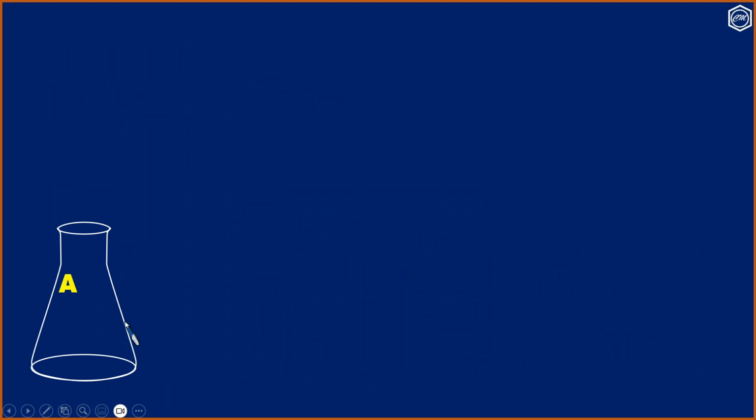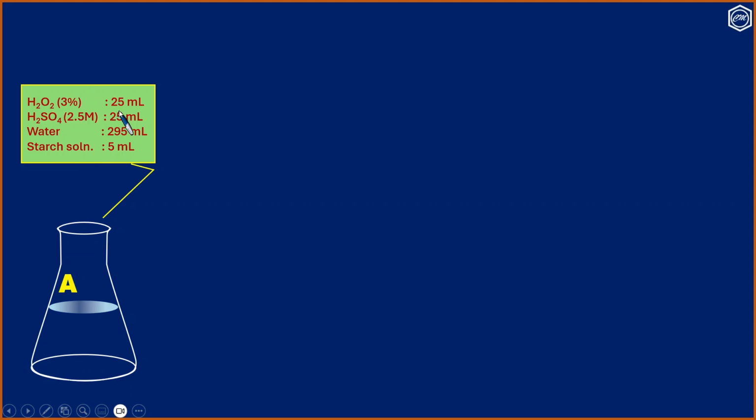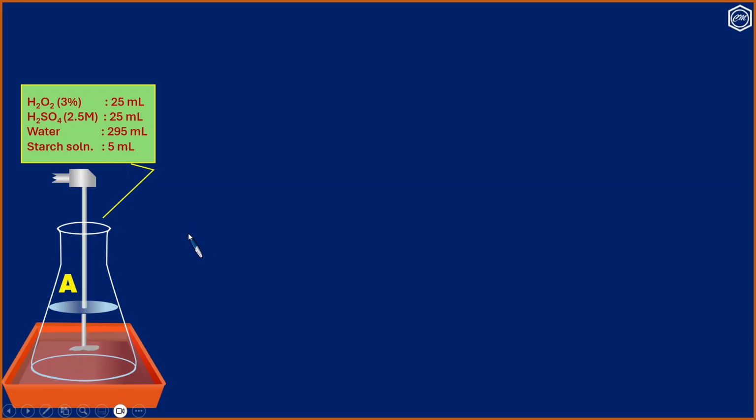We take a conical flask labeled A, and to that we are adding hydrogen peroxide 25 ml, sulfuric acid 25 ml, water 295 ml, starch solution 5 ml. Place the conical flask in a water bath maintained at room temperature and stir the solution well.